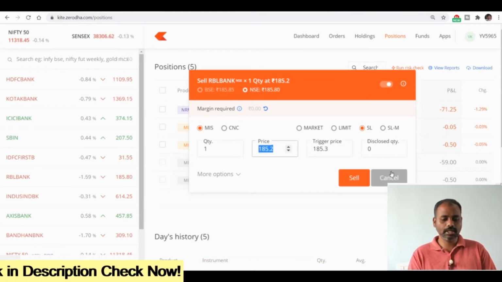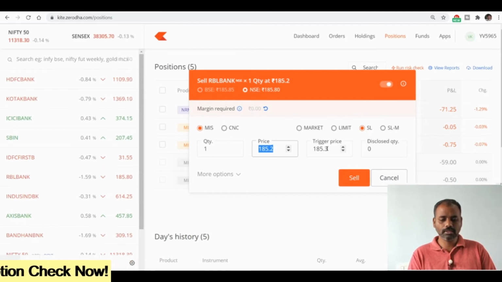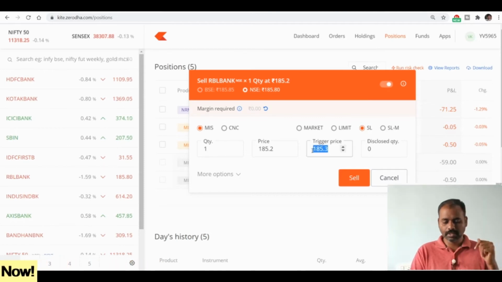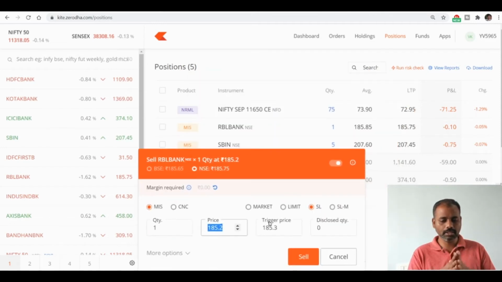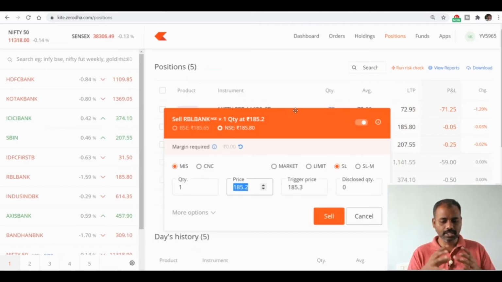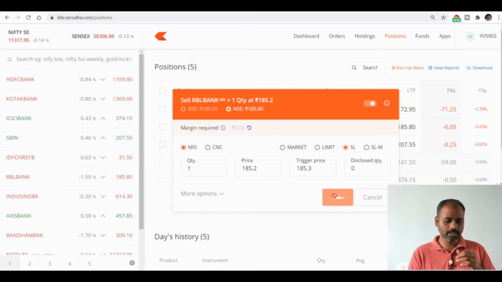Try to understand that. The use of the trigger is basically to activate your order. Until then your order will be dormant. When the trigger comes, it will activate the actual price at which you want to sell. So this is how it is. I can keep the trigger for this. Let us see, the current price is 185.85, the last traded price. Now let us see what actually happens.